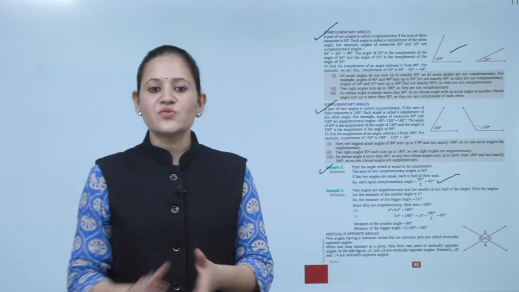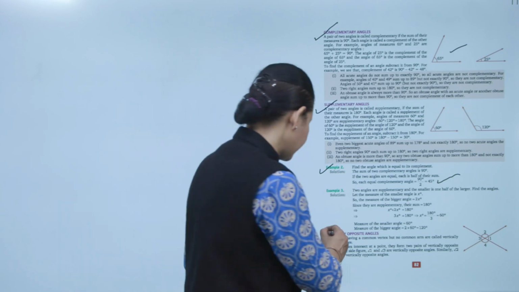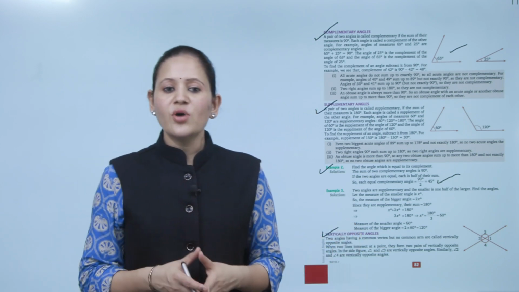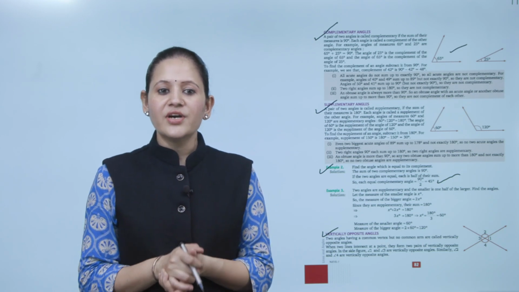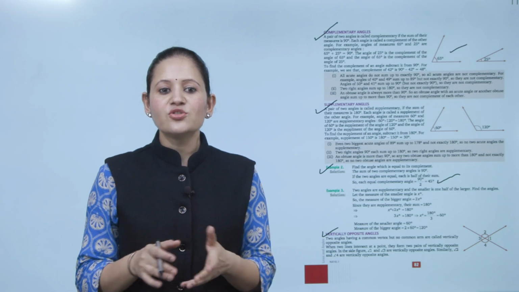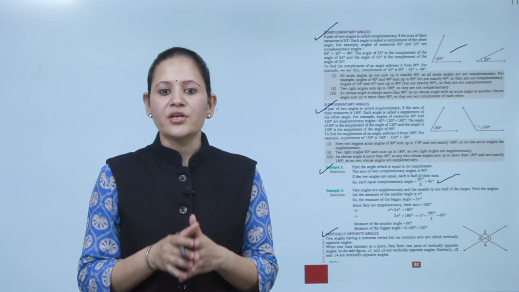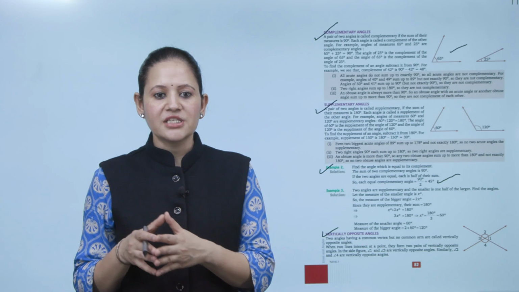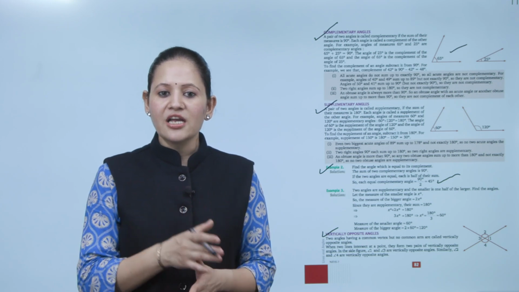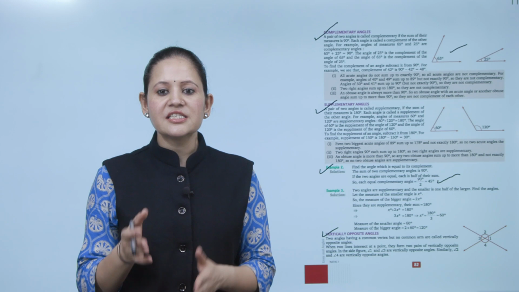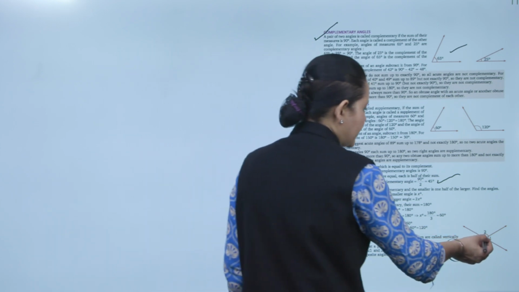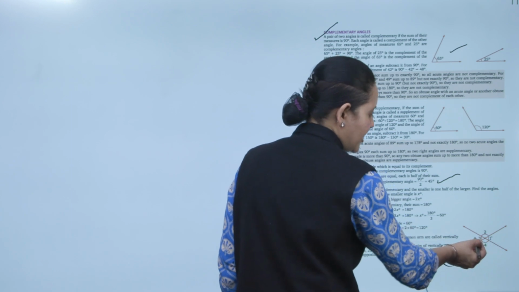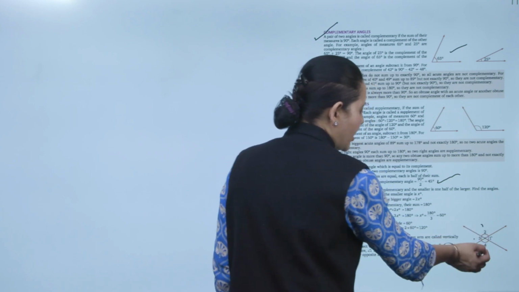Clear? Next is vertically opposite angles. Two angles having the common vertex but no common arms are called vertically opposite angles. When two lines intersect at a point, they form pairs of vertically opposite angles. In the given figure, angles 1 and 3 are vertically opposite angles. Similarly, 2 and 4 are vertically opposite angles. So they have a common vertex but not a common arm.